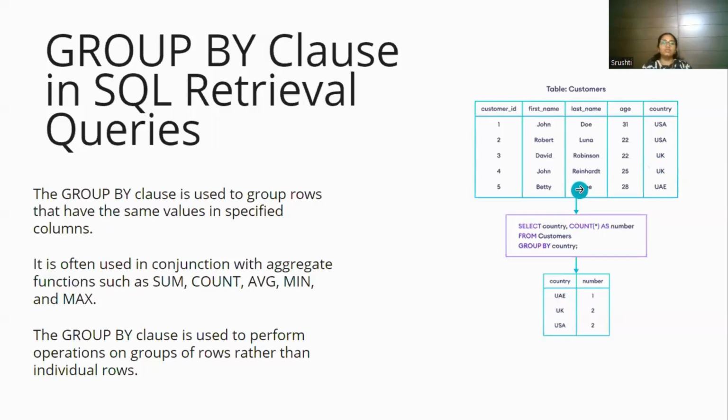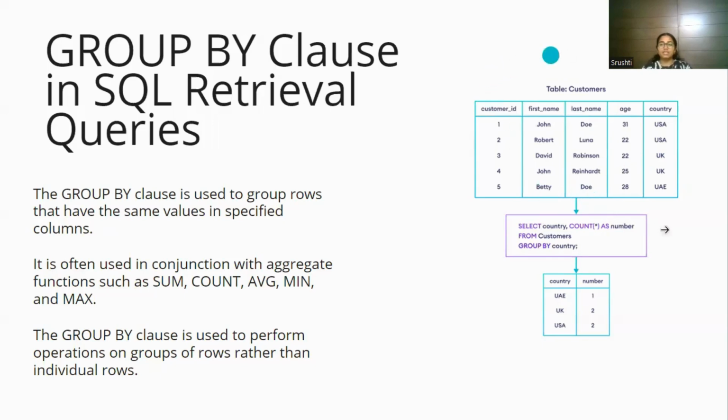Now let's learn the group by clause in SQL retrieval queries. The group by clause is used to group rows that have the same values in a specified column. It is often used in conjunction with aggregate functions such as SUM, COUNT, AVG, which stands for average, MIN, which stands for minimum, and MAX, which stands for maximum. The group by clause is used to perform operations on groups of rows rather than individual rows.